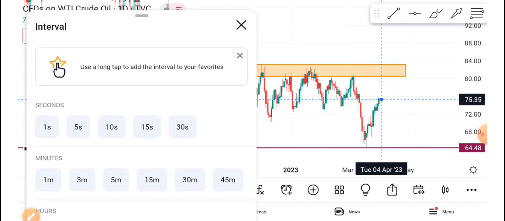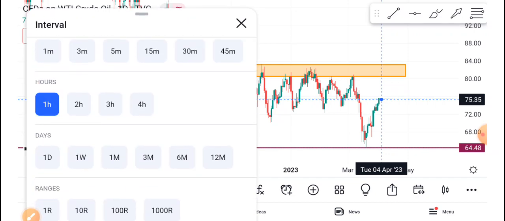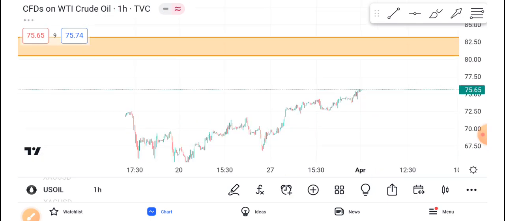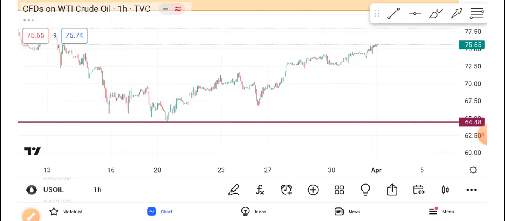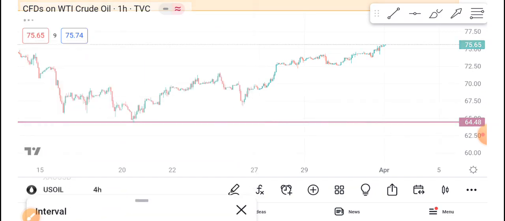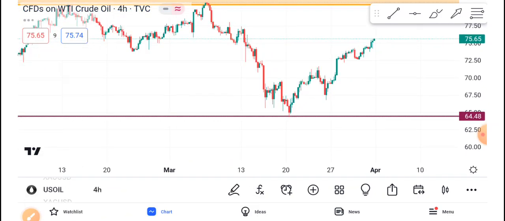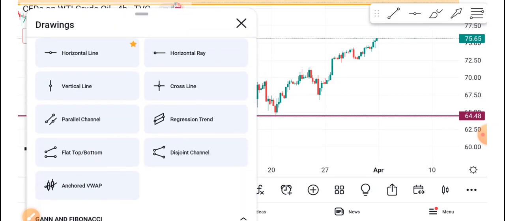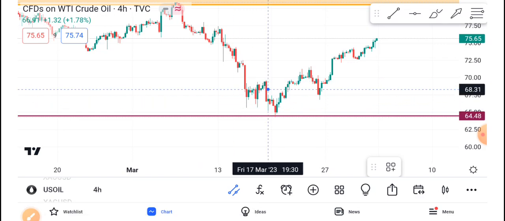So let me go to the lower time frame, 1 hour time frame. Okay, so this is the 1 hour time frame, and here I can see a channel forming. If I take a 4 hour time frame, that will be better, because you can see the channel better. Yes, now you can see it much better. So let me just pick the parallel channel, right?